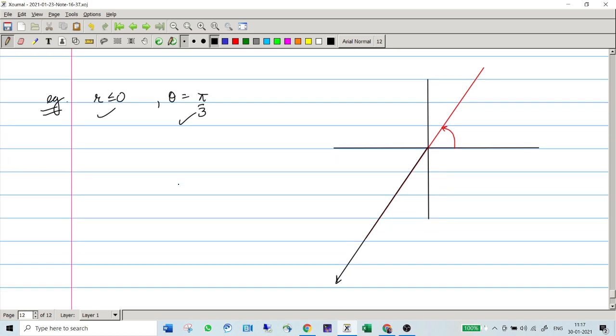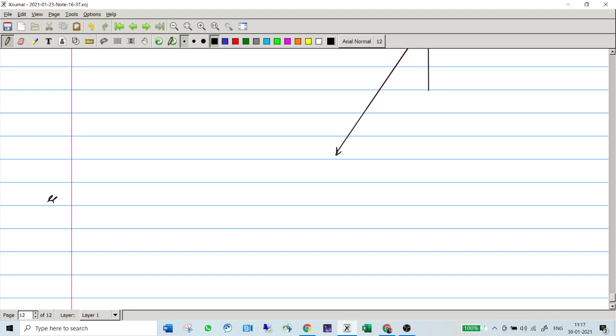Okay. Another sort of example which we will consider: theta is not fixed anymore. Theta is between pi by 6 and pi by 3. So what sort of graph will it show?